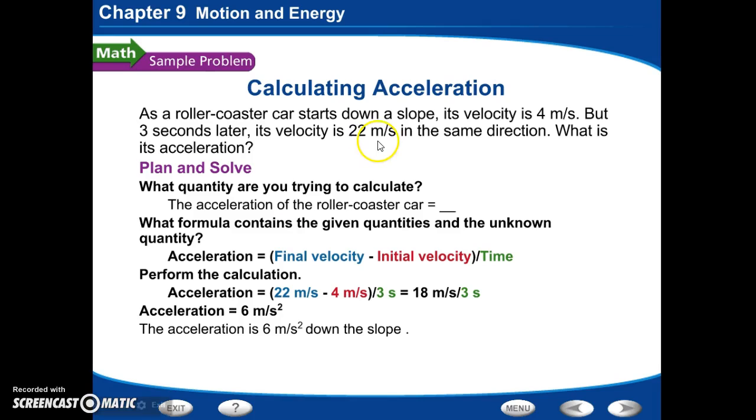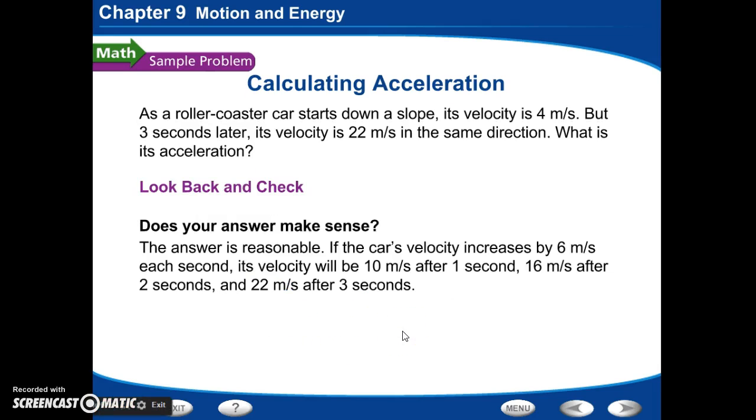So the way you would set it up is just like this. You take the formula, final velocity minus initial velocity divided by time, and plug in your numbers: 22 minus 4, that answer divided by 3. So 22 minus 4 is 18. 18 divided by 3 is 6, so it's going to be 6 meters per second squared. So the acceleration is 6 meters per second squared, and you have to give it that direction, down the slope. And you have to ask yourself, does it make sense? If the car's velocity increases by 6 meters per second for every second, its velocity is going to be 10 meters per second after 1 second, 16 after 2 seconds, and 22 after 3 seconds. So that should make sense.